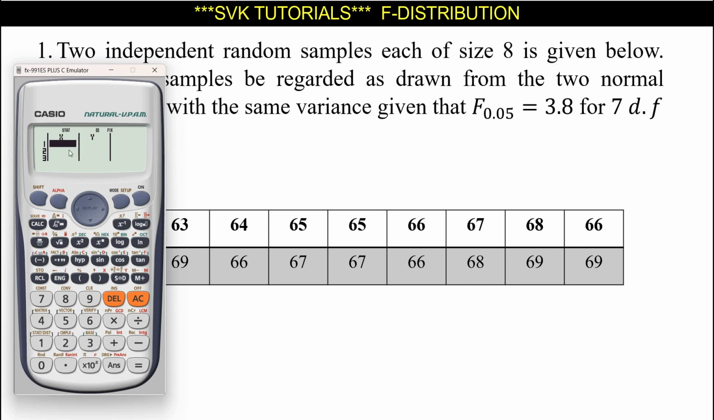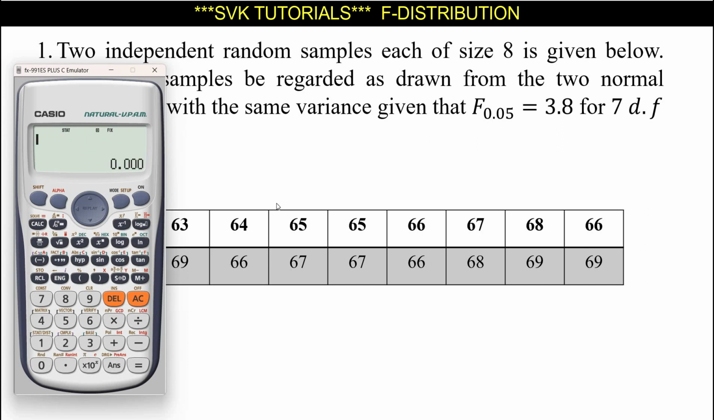So in place of x, enter the values of sample 1, that is 63, 64, 65, 65, 66, 67, 68, 66. Similarly, moving on to the values of sample 2, enter 69, 66, 67, 67, 66, 68, 69, 69. After entering these values, just press AC.